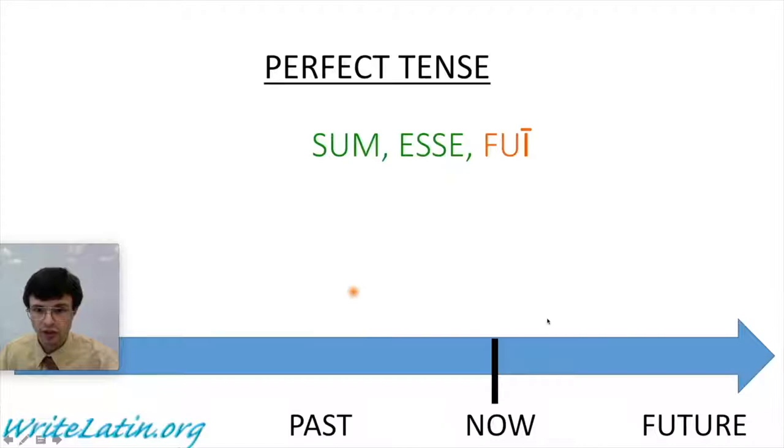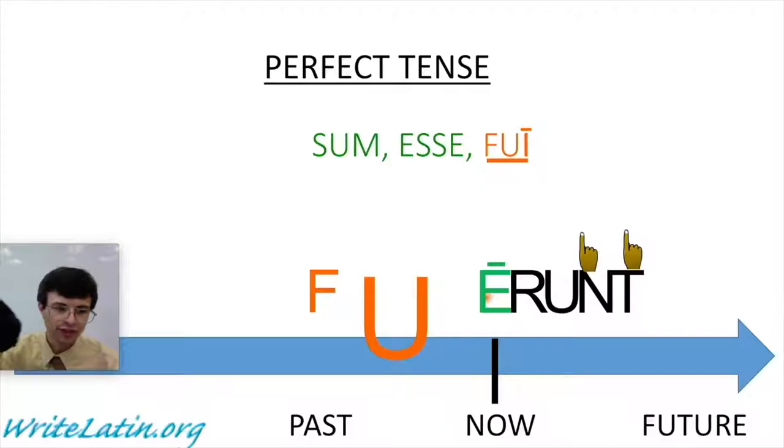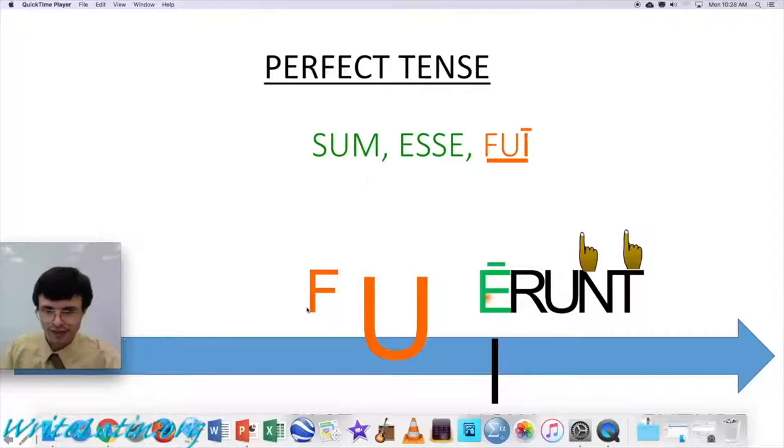But now we're going to get its form in the perfect. The stem is just an fu. Fui, fuisti, fuit, fuimus, fuistis, fuerunt. Can't you just hear how that F just refers back to what I was back then? It's so elegant. So, sum is your present, I am, esse to be, fui, I was.